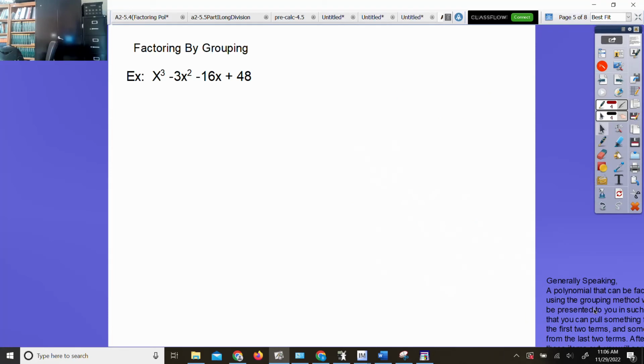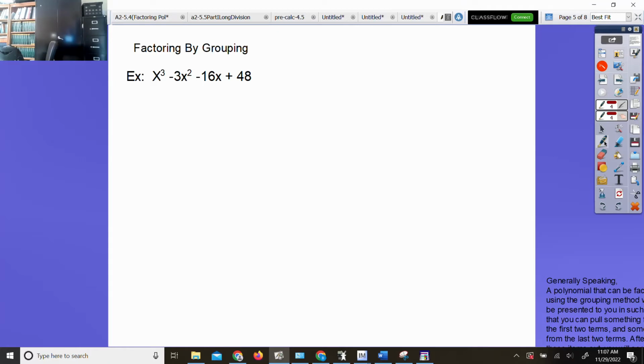This is factoring by grouping. Factoring by grouping is always going to be 4 or more terms. I've got off the side the steps of what I'm going to do. Generally speaking, you take something, like your hand, and cover up the back, and you focus on the front. What do both pieces of the front have in common?